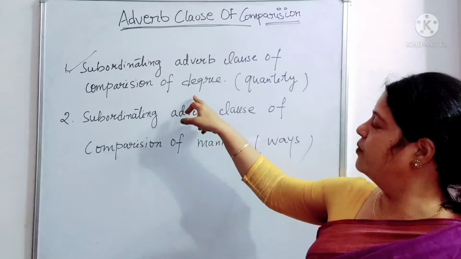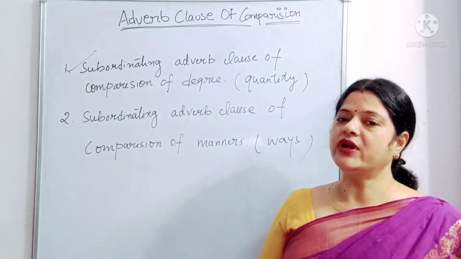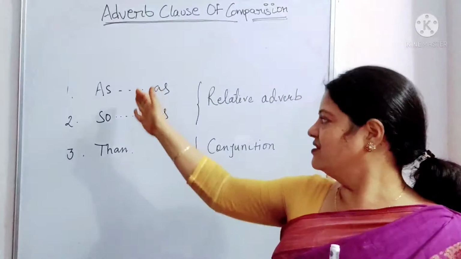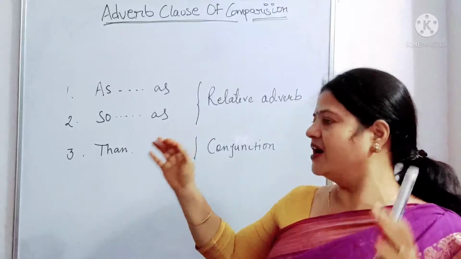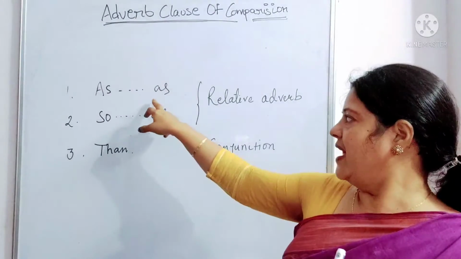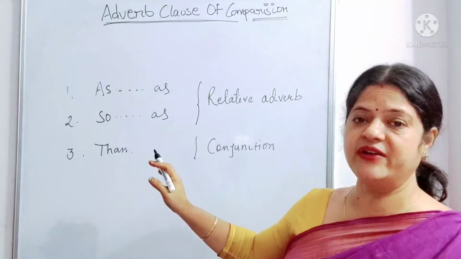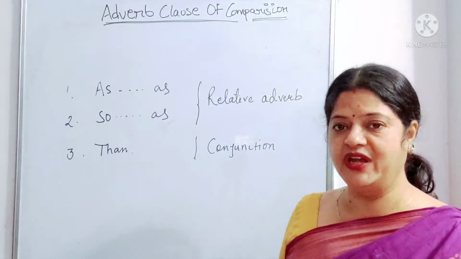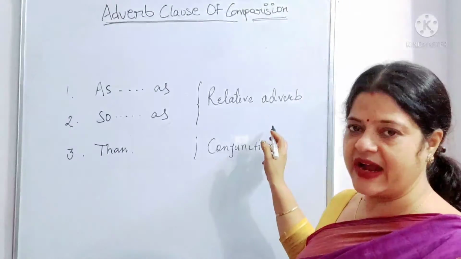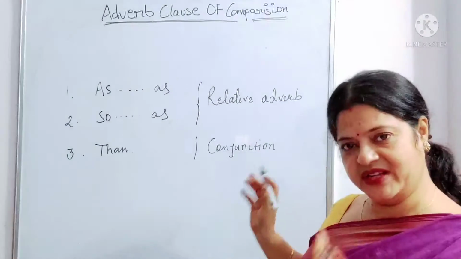Let's come to subordinating adverb clause of comparison of degree. Let's first see what conjunctions are used in adverb clause of comparison of degree. There are three conjunctions, or connectives, which are used to connect the principal clause with the subordinate clause: as, so as and than. These three are very common in adverb clause of comparison of degree. First we talk about as. This is called relative adverb, and so as is also called relative adverb. Then we have third, than. Than is actually a conjunction.